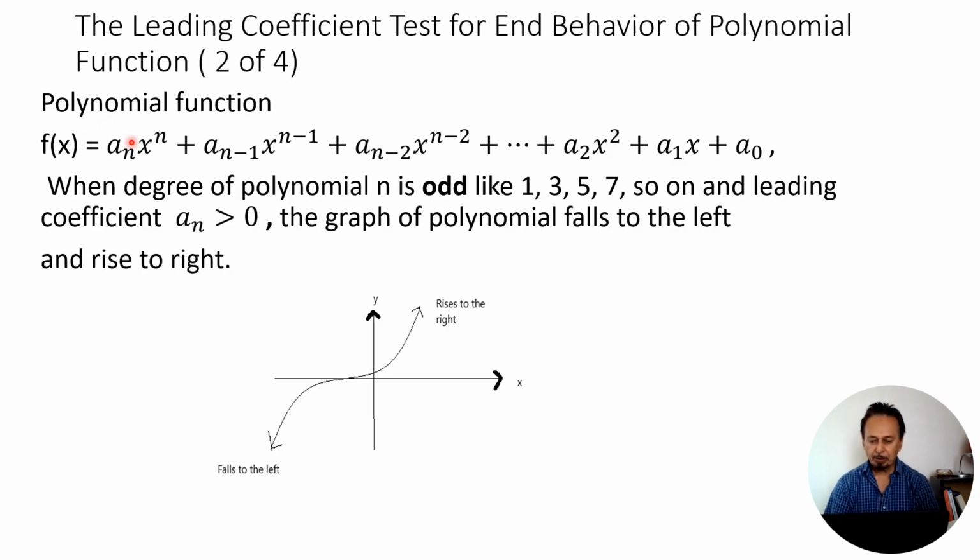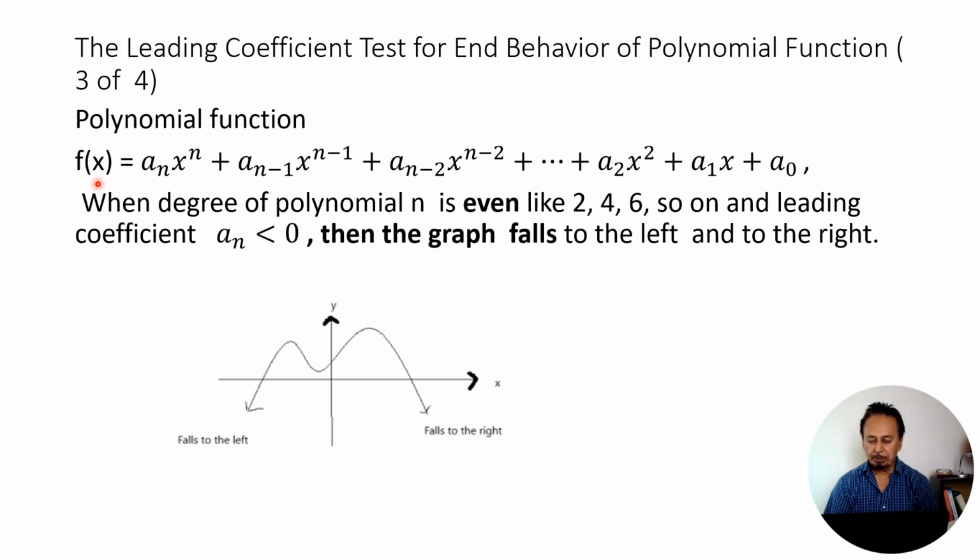Okay, if the degree is still odd, like 1, 3, 5, 7, but the leading coefficient is positive, then the graph of this polynomial function falls to the left and rises to the right.